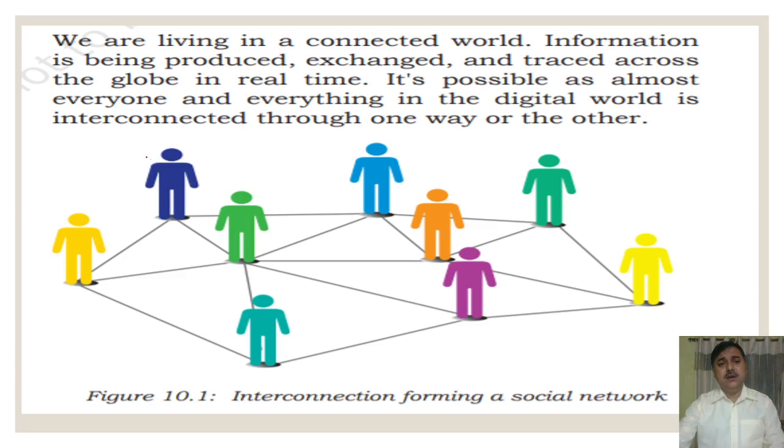You can see here that there are different people. See here one person, another person. So many people are in different places, and you can see them. They are combined and joined with lines in different ways. That means all are interconnected with each other in different forms.